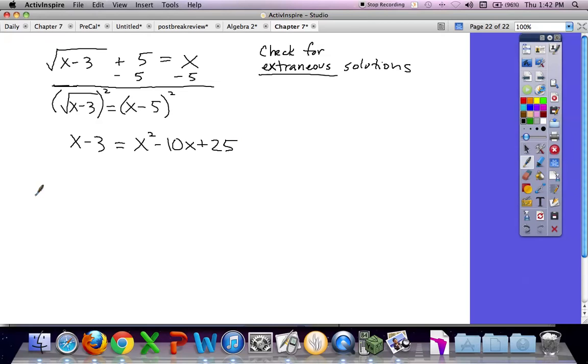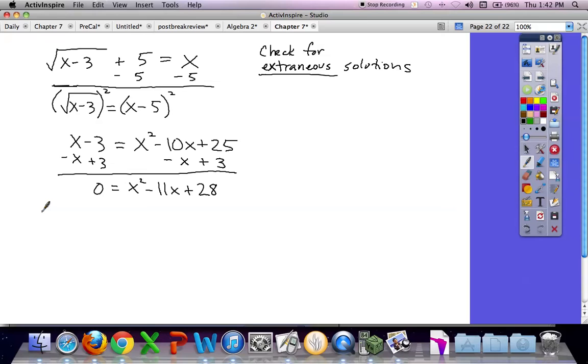Okay, this is clearly going to be a quadratic equation, so we have to remember how we solve quadratics. The first step is we need this to be in standard form equals 0. So let's subtract x and add 3 from both sides. So now we have 0 equals x squared minus 11x plus 28.